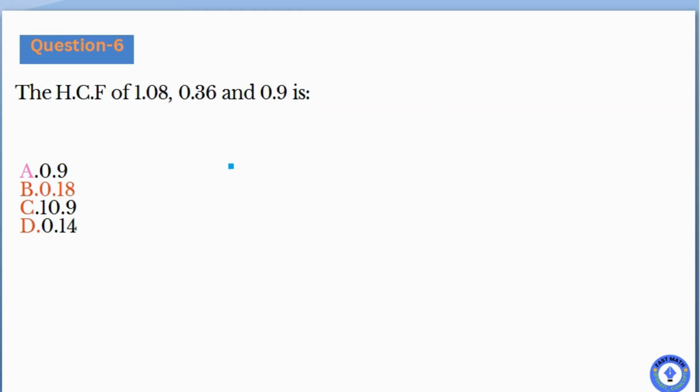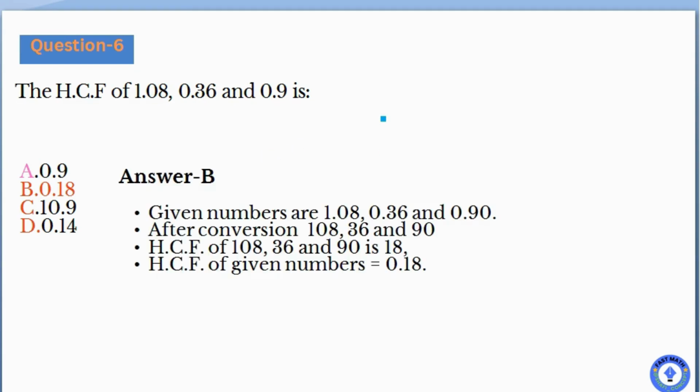The HCF of 1.08, 0.36 and 0.9, what will be the HCF? Because these numbers are given in decimal form, let us convert them into whole numbers so that you can easily calculate the HCF. What we have to do? 1.08 has how many digits after the point? There are 2 digits. That's why we will multiply with 100, so that it comes into whole number form.